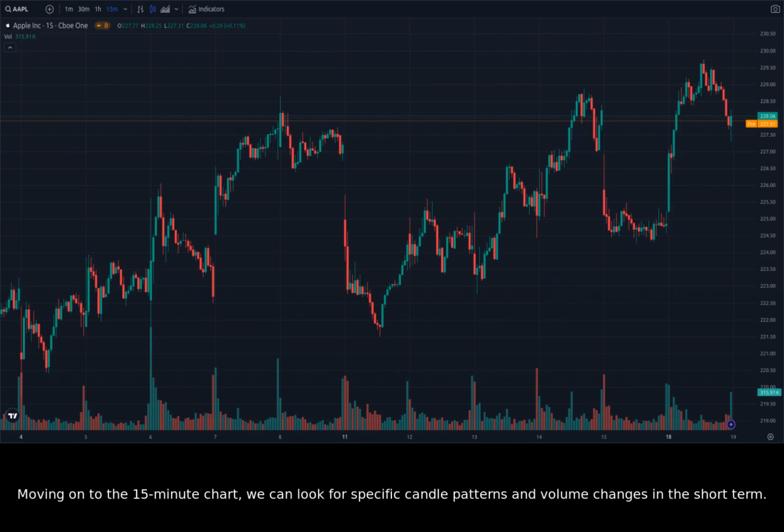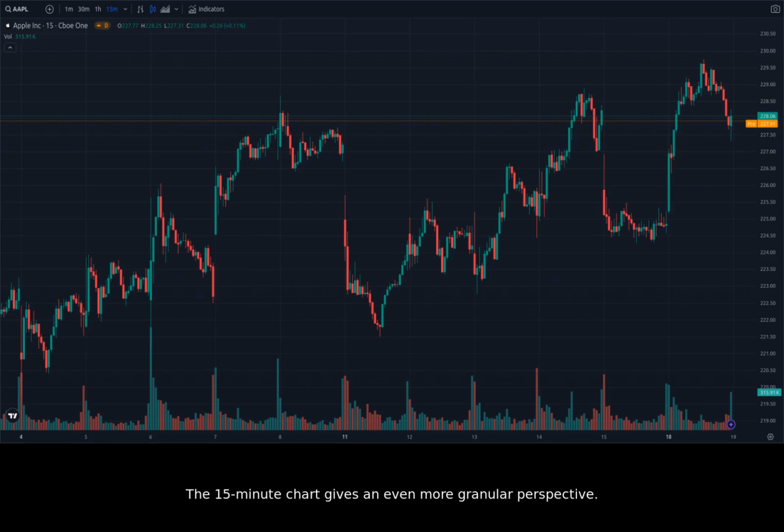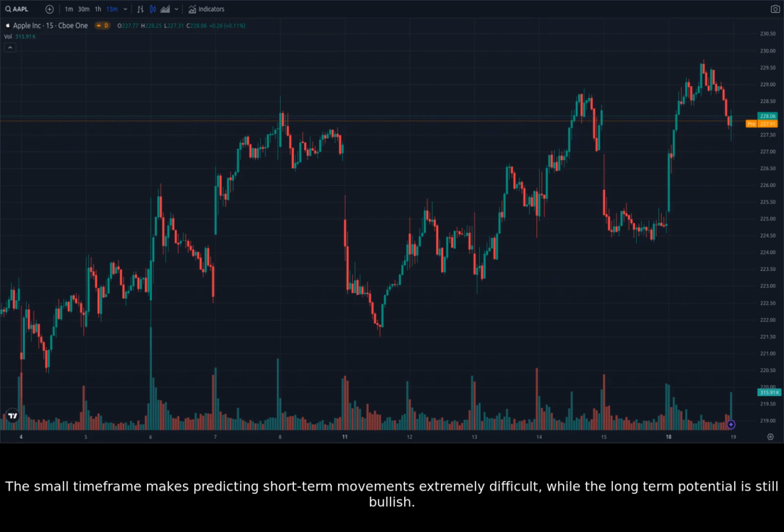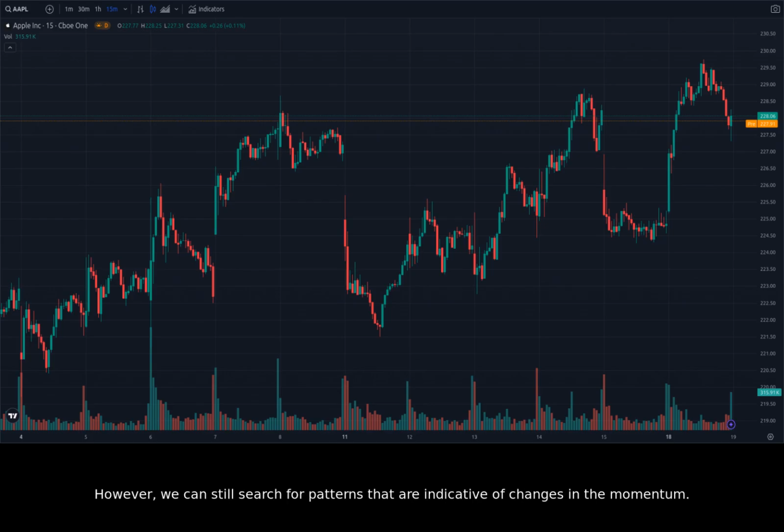Moving on to the 15-minute chart, we can look for specific candle patterns and volume changes in the short term. The 15-minute chart gives an even more granular perspective. We can see that the short-term price action can show frequent reversals and changes in momentum. The small time frame makes predicting short-term movements extremely difficult, while the long-term potential is still bullish. However, we can still search for patterns that are indicative of changes in the momentum.